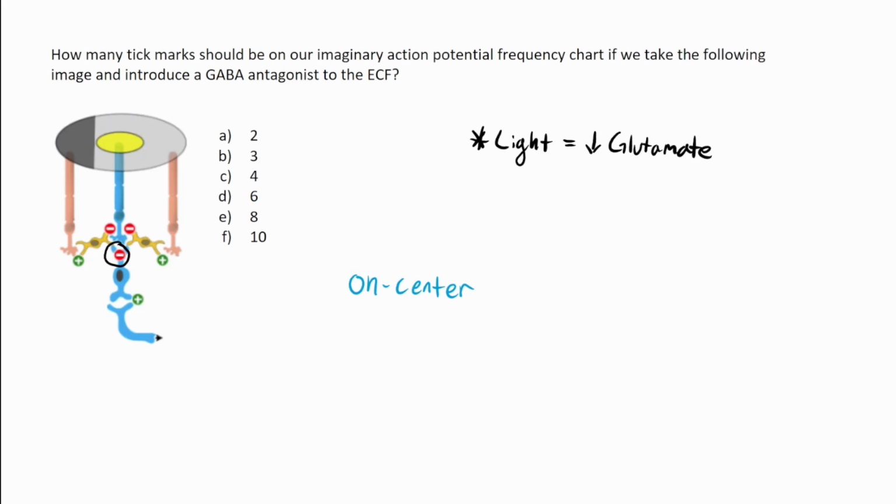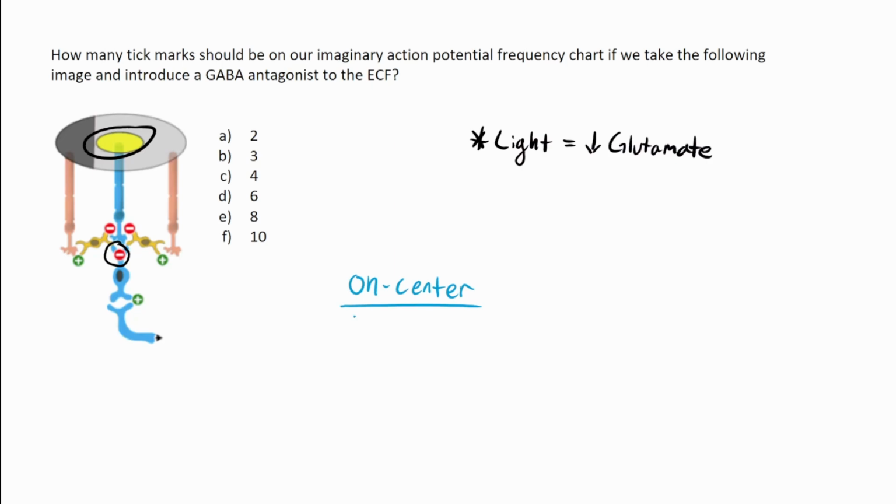Glutamate is the neurotransmitter, the signaler that's going to be transmitting our action potentials. And this rule is referring to these three cells right here. So what happens is the center receives light. That causes a decrease in glutamate release right here. And then the bipolar cells take the decrease in glutamate and translate it into an increase in action potentials. That's what defines an on-center cell.